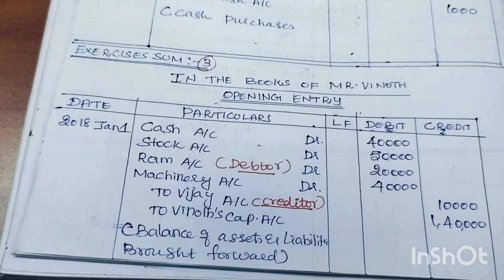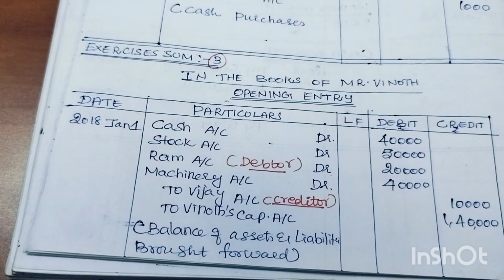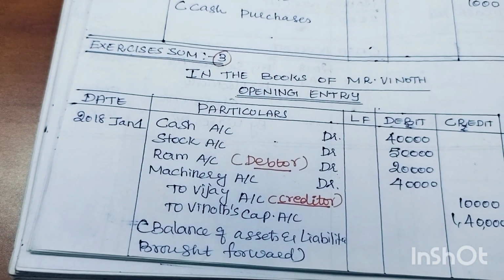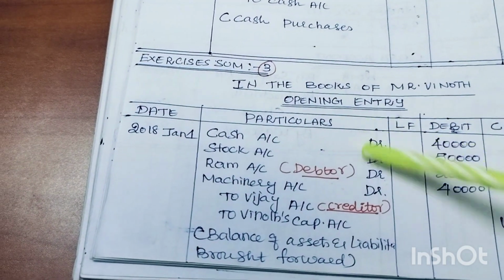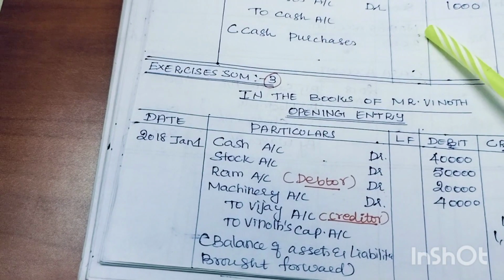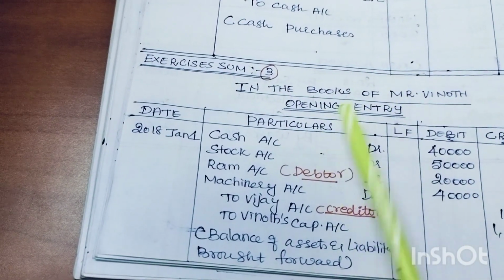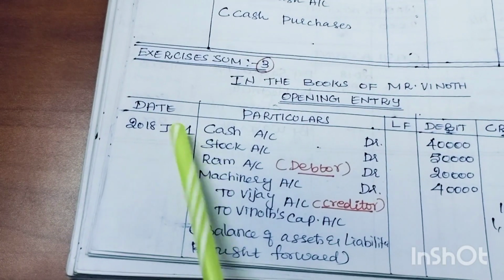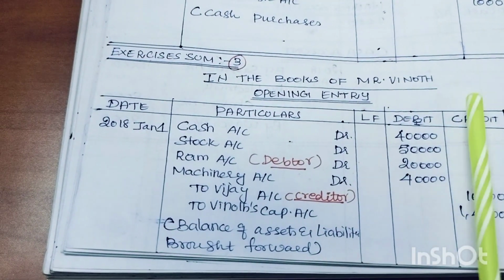Listen, some assets accounts, some liabilities accounts are given here, dated on 2018 January 1. So Vinod started business with some assets and some liabilities. So in the journal entry we have to write the heading: in the books of Mr. Vinod, opening entry. The format of the journal entry is date, particulars, LF, debit and credit rupees.